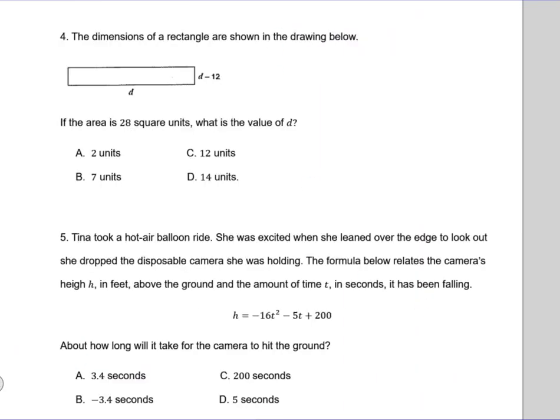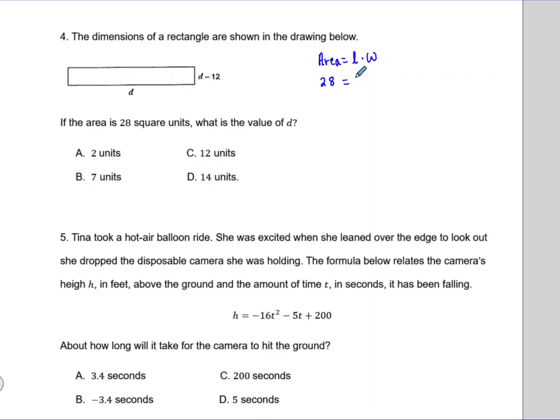All right, number 4. It says here the dimensions of a rectangle are shown in the drawing below. So you have a rectangle, you have your length, and you have your width. If the area is 28 square units, what is the value of D? I don't have an equation, but I'll go ahead and find one here. You may know that the area is equal to the length multiplied by the width. We know that the area is 28, so I just need to know what D is.